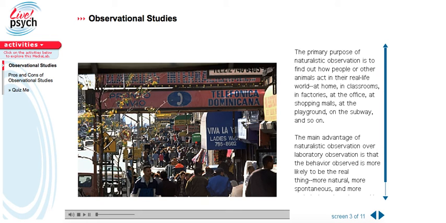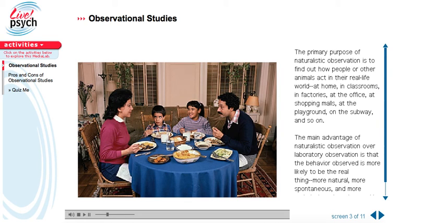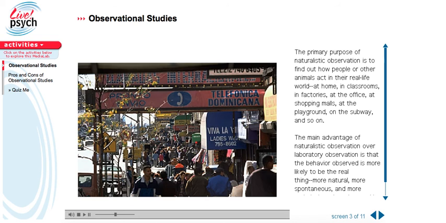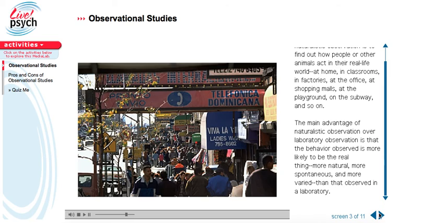The primary purpose of naturalistic observation is to find out how people or other animals act in their real-life world: at home, in classrooms, in factories, at the office, at shopping malls, at the playground, on the subway, and so on. The main advantage of naturalistic observation over laboratory observation is that the behavior observed is more likely to be the real thing, more natural, more spontaneous, and more varied than that observed in a laboratory.